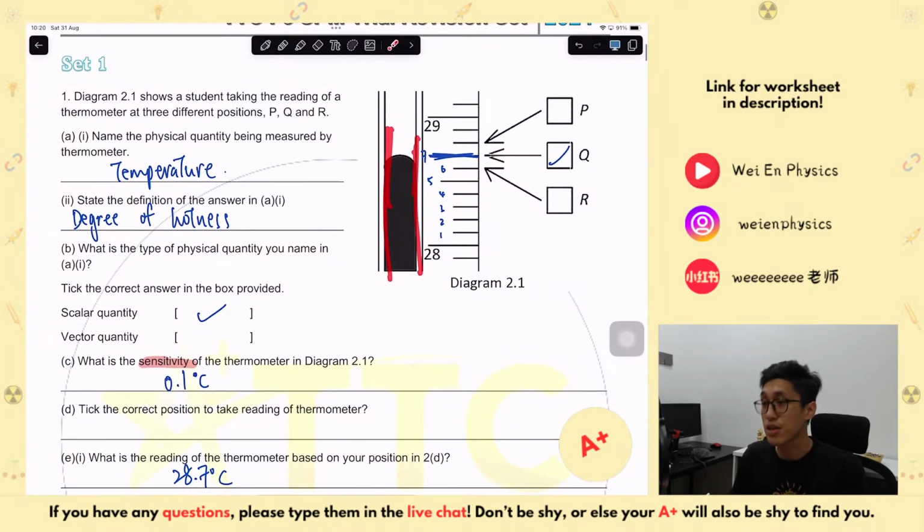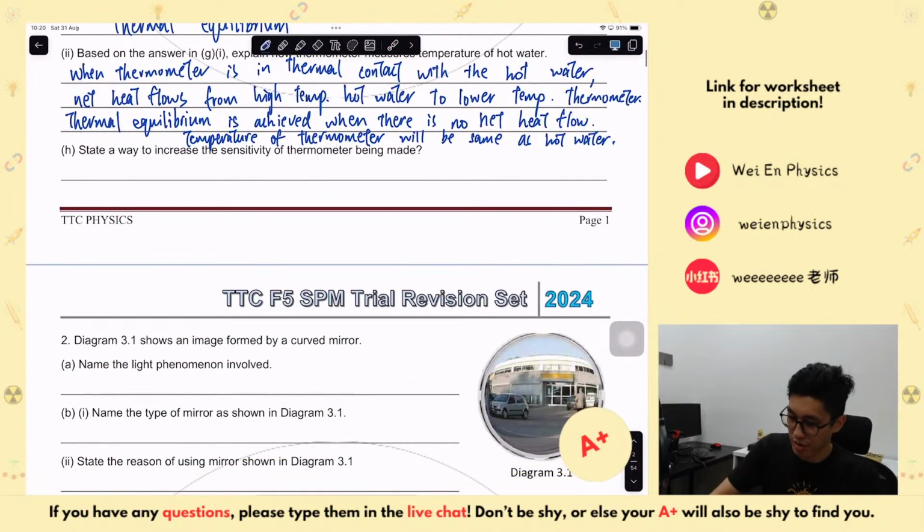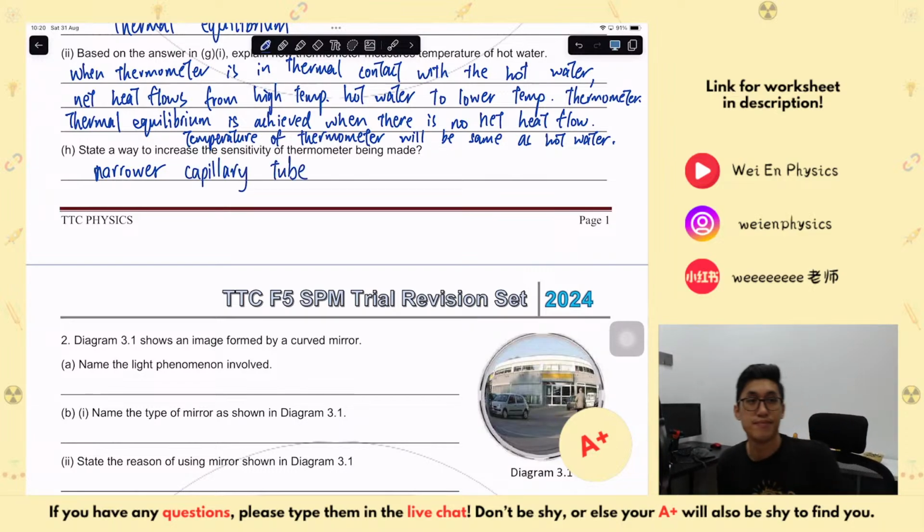We can make it thinner, even thinner. So you say narrower capillary tube. If the capillary tube is narrower, right, the liquid will actually move more, even for a small change of temperature.